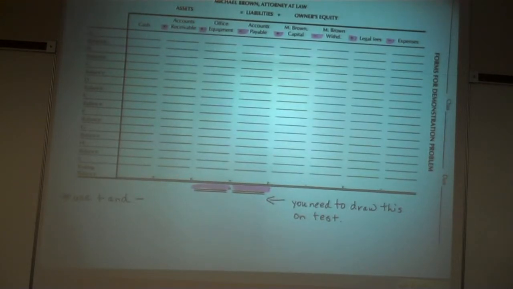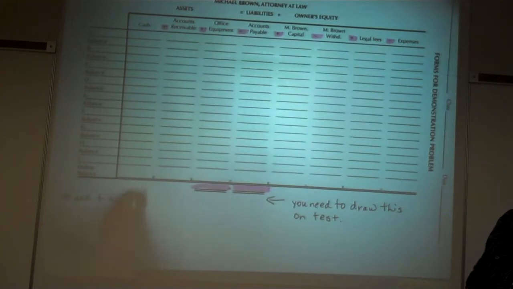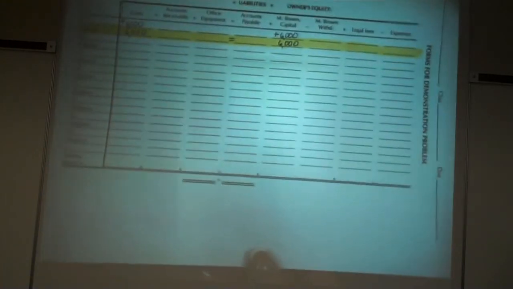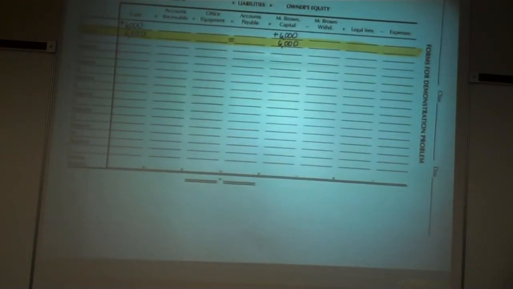What accounts are affected? Cash. And what else? The capital. What happened to cash? Was it a plus or a minus? A plus. What happened to capital? Was it a plus or a minus? A plus. I highlighted the total. It doesn't matter which one you highlight.